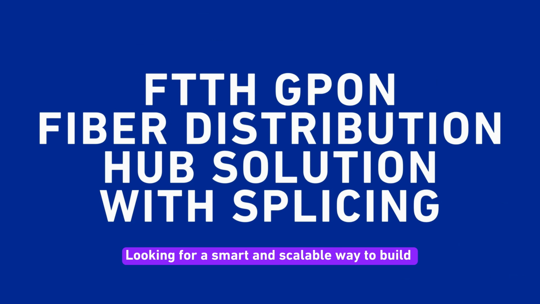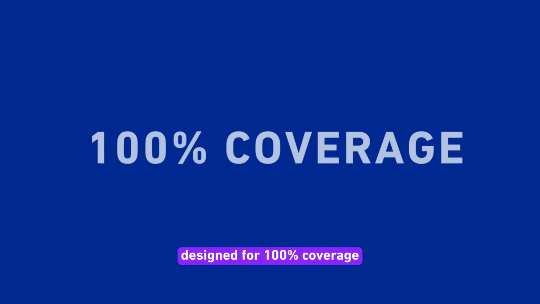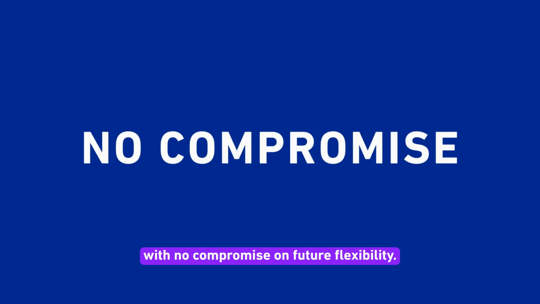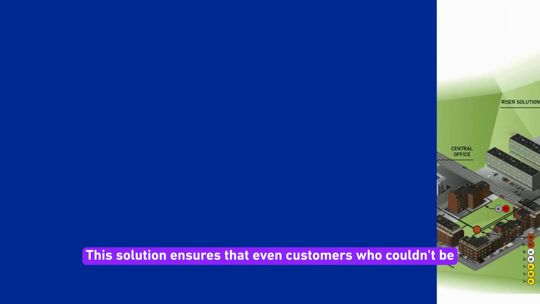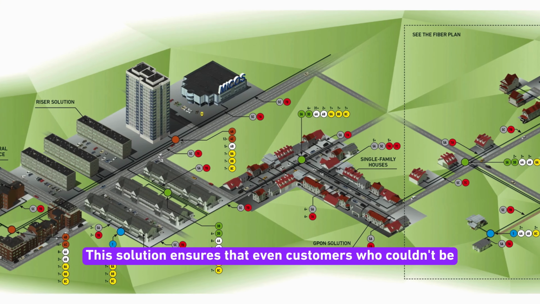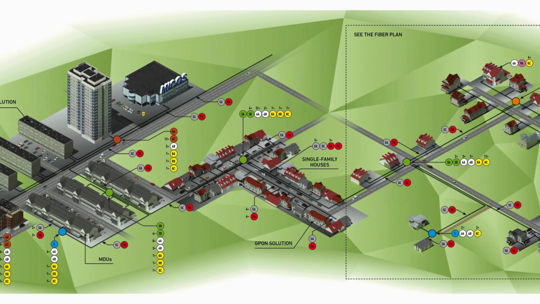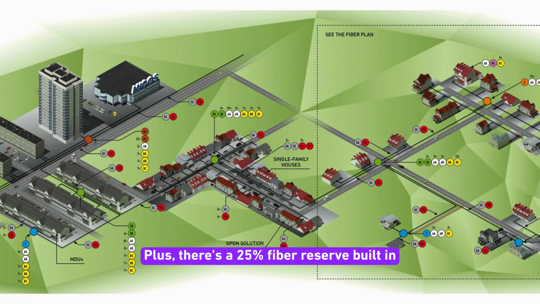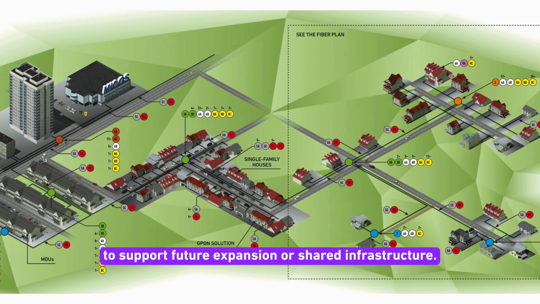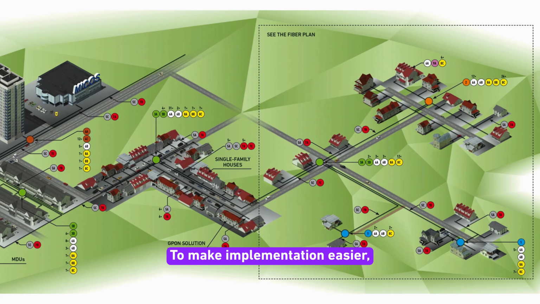Looking for a smart and scalable way to build the distribution part of your FTTH GPON network? Meet the pillar-based solution, designed for 100% coverage with no compromise on future flexibility. This solution ensures that even customers who couldn't be connected during the initial rollout can be added later. Plus, there's a 25% fiber reserve built in to support future expansion or shared infrastructure.